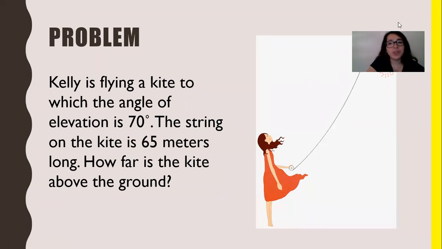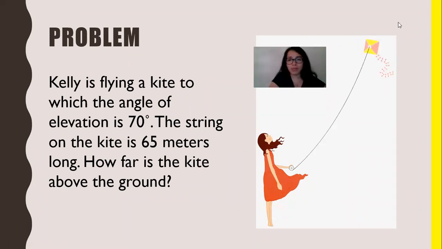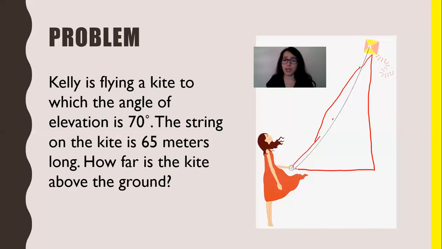So right away, even if I'm not sure how to do this, I know what math information is given to me. It says she's flying a kite and the angle of elevation is 70 degrees. So I'm going to make a triangle, because I know that this shape makes a triangle. Obviously this is not a nice triangle. But the angle of elevation, the angle it goes up, this right here is going to be 70 degrees.